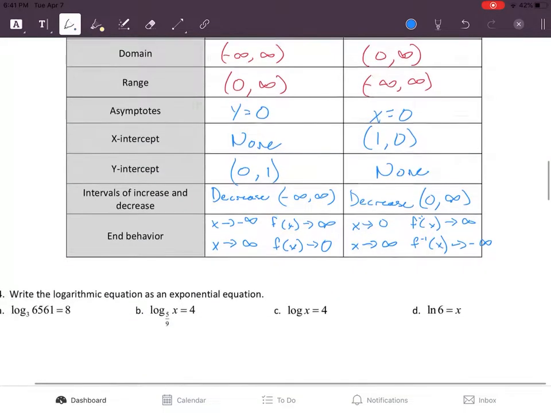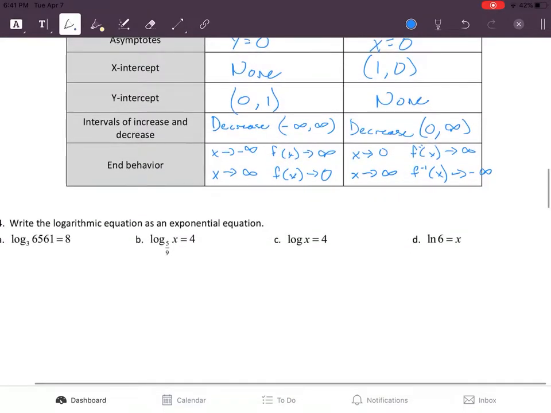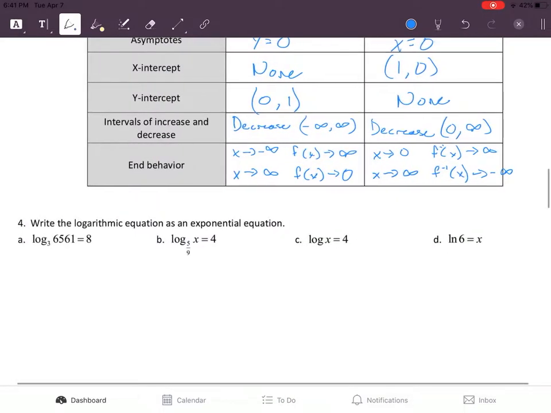Now, kind of like before, where we did exponentials to logarithmic, we're going to go backwards this time. The logarithms are going to become the exponentials. It's going to be the reverse process. So the base of the logarithm is going to be the base of the exponent. So we have 3 to the 8th equals 6561.